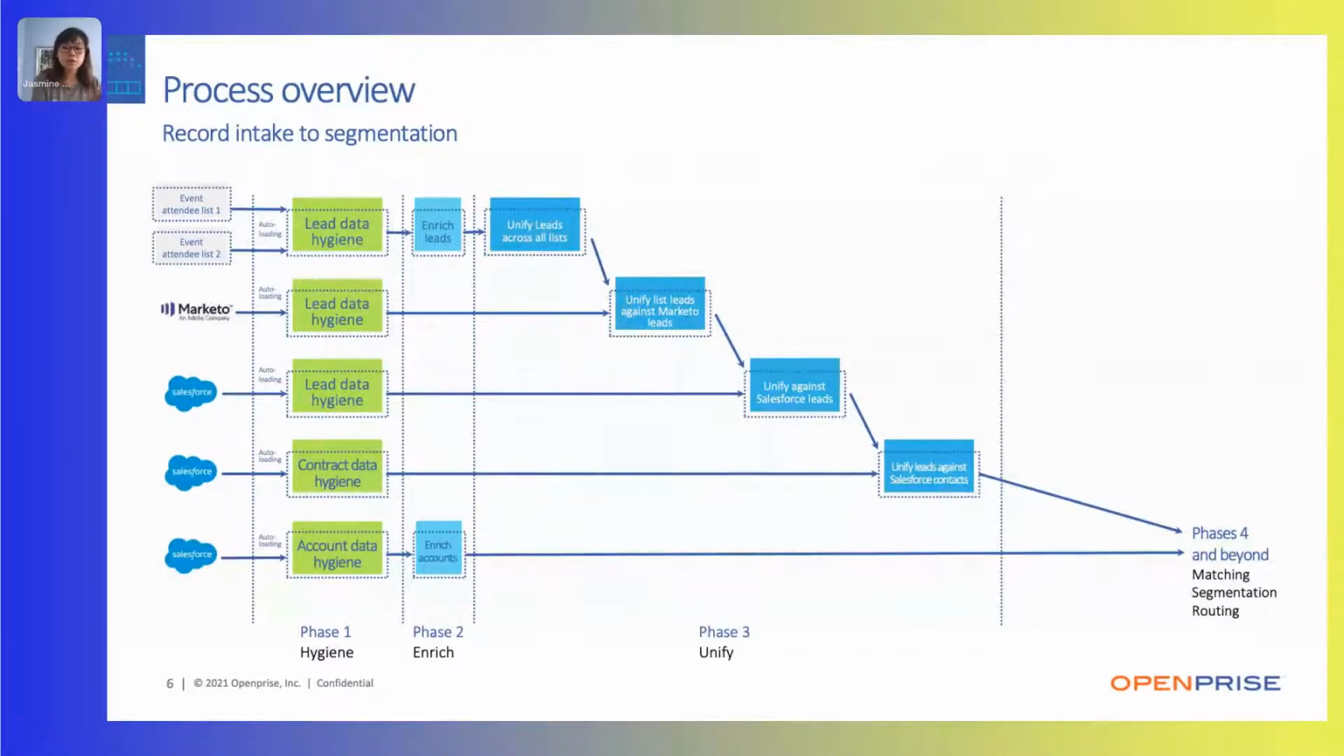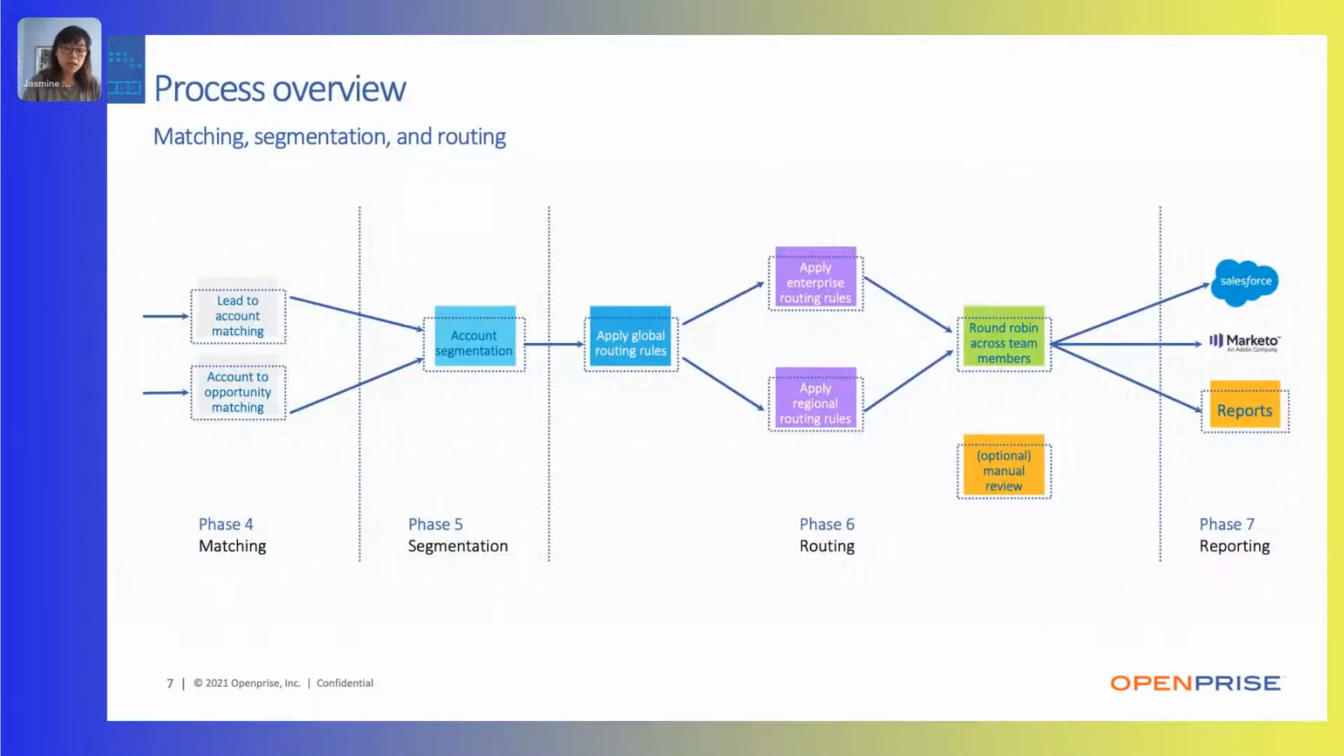But without getting phase 1, phase 2, and phase 3 done completely and with accuracy, the rest of the phases onwards will not work properly. To continue this journey, there is matching, so lead to account matching and segmentation, and routing to the right reps as fast as possible, the right person at the right time with the right information. The last is reporting, and going further into reporting would be something like marketing attribution, for you to track what really worked and what didn't.